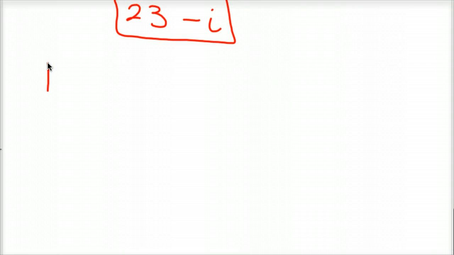But you could divide them. If you had (1 + i) divided by (2 - i), we could divide these. Well, I guess that makes sense. So this would be a good spot. We can do this problem. So here we've got two complex numbers, and we're going to divide them.